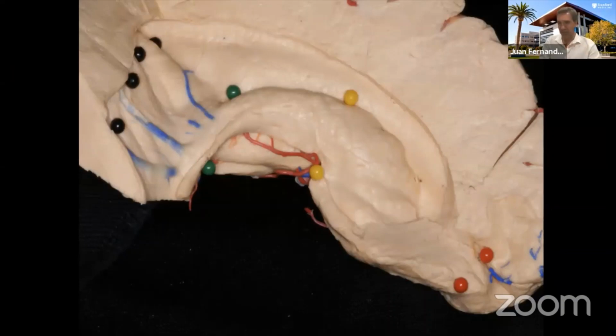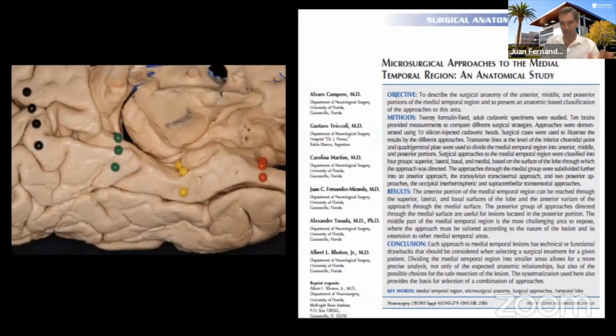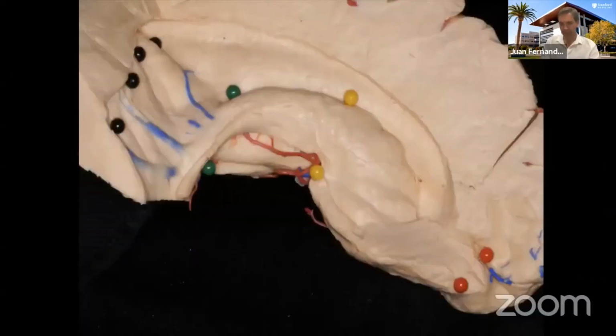The medial temporal lobe has an extraventricular component, which you see here, but it also has an intraventricular component, and that's why it makes it so tricky. Understanding the correlation between the intra and extraventricular components is not an easy task to do.